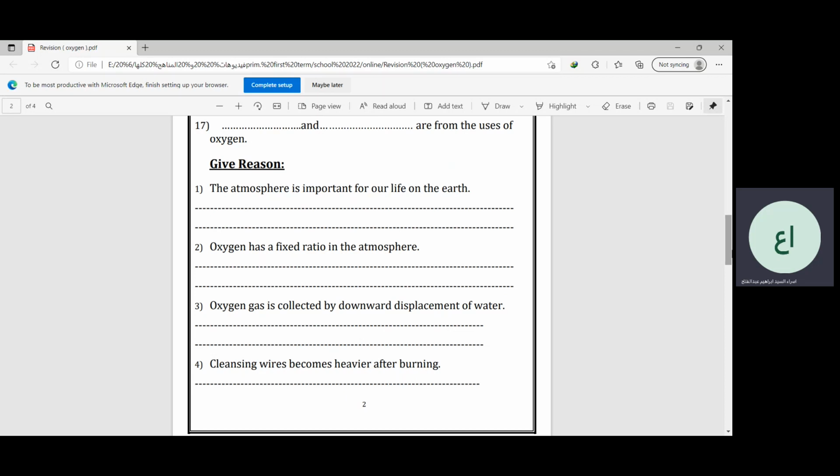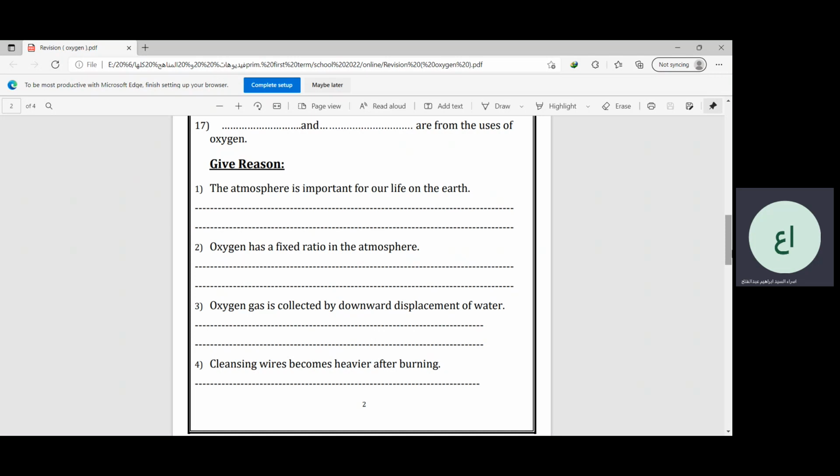Okay. Number 3. The oxygen gas is collected by downward displacement of water. ده مهم جدا ان الاكسجين جاز ليه is collected by downward displacement of water لان الاكسجين scarcely or rarely الاتنين نفس المينينج. اوكي ممكن اقول scarcely او ممكن اقول rarely dissolves in water. يبقى تاني الاكسجين scarcely dissolves in water.